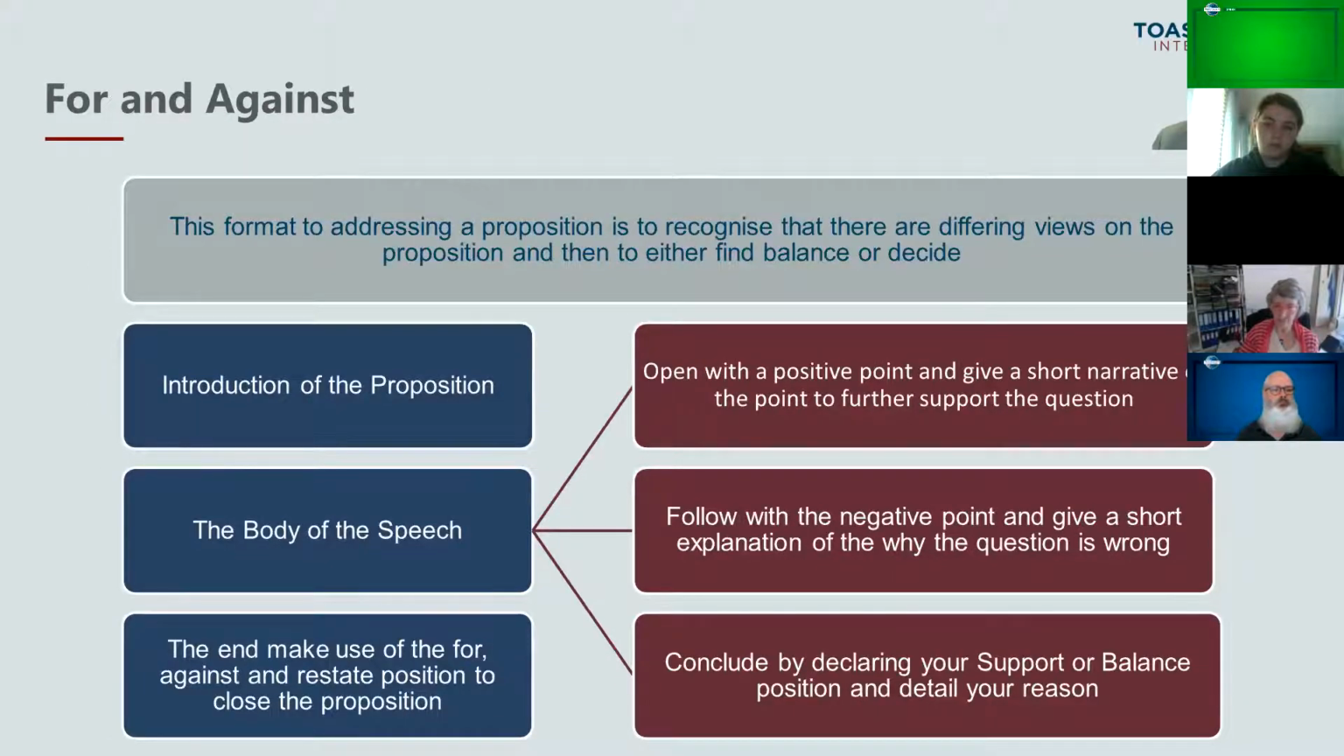The for and against is actually a rule of three because you introduce a proposition. And the body of the speech is to start with a positive point and then you follow with a negative point. So those two are counterproductive. So the third part of this is to declare your support for either the positive or the negative and detail your reason.